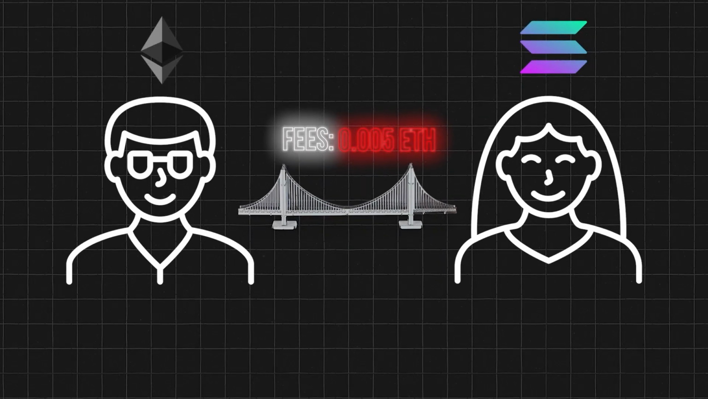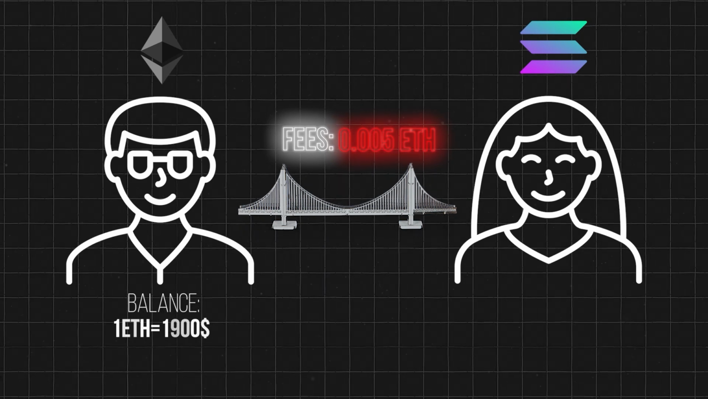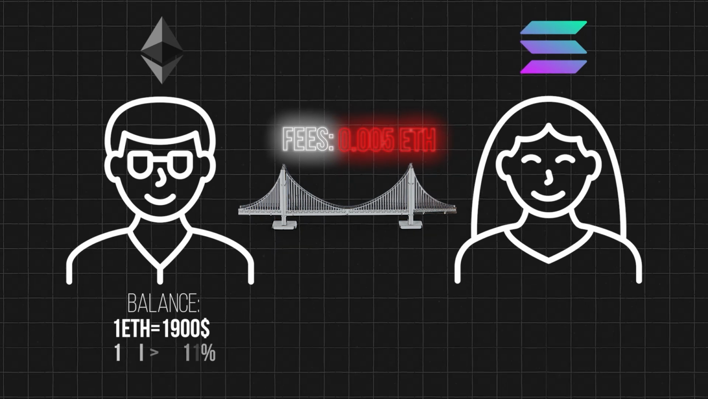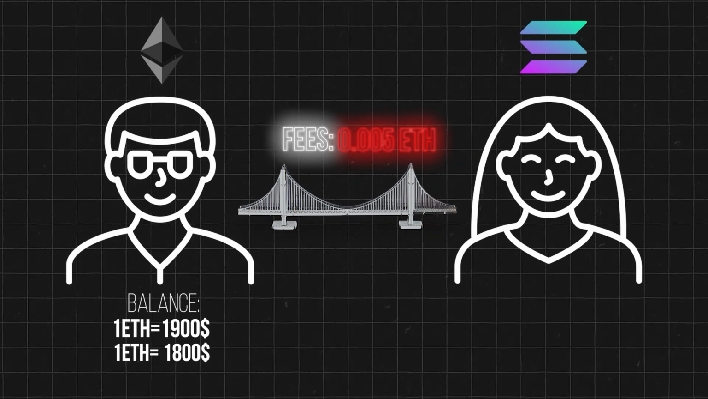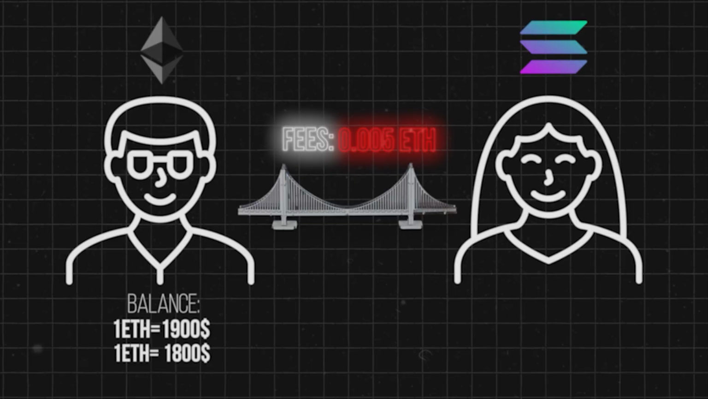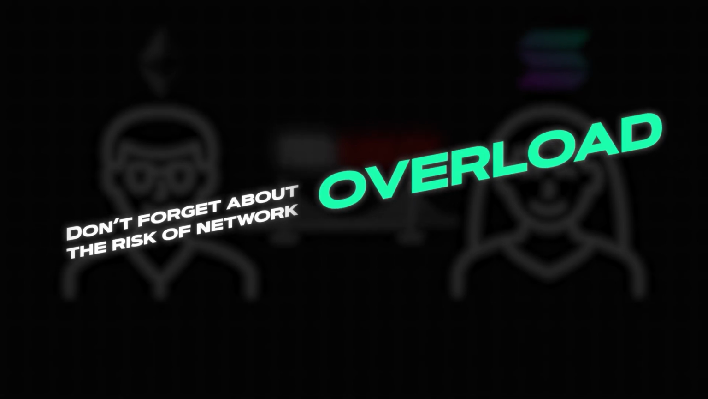It is also worth considering the risk of token volatility. If a bridge charges a fee in tokens whose price can change dramatically, this can affect the final transfer amount. For example, if the exchange rate of the token used to pay the commission drops sharply, you may lose some of your funds.